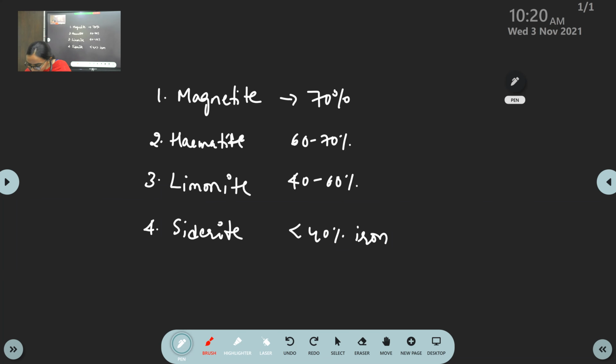Bauxite is the ore of aluminium, which makes up 8% of Earth's crust. Underline this, 8% of Earth's crust. It is found mainly in tertiary deposits.